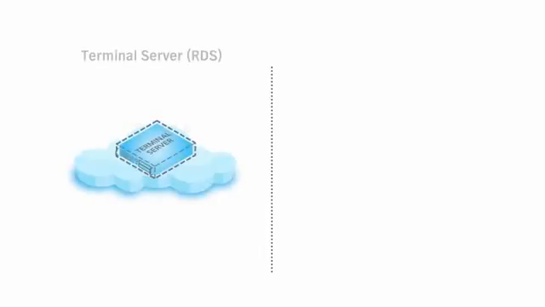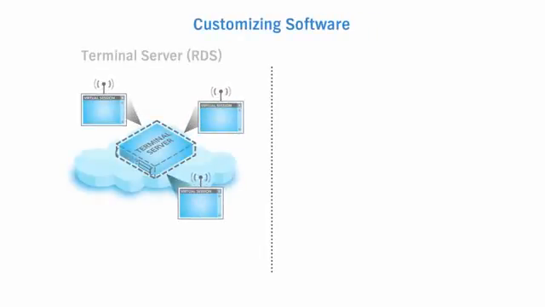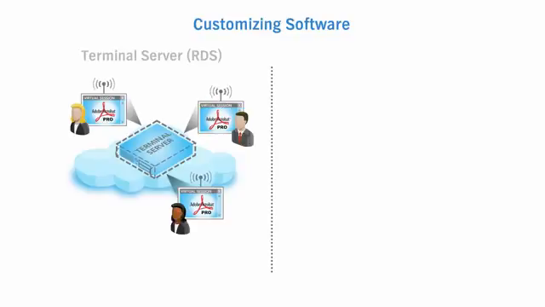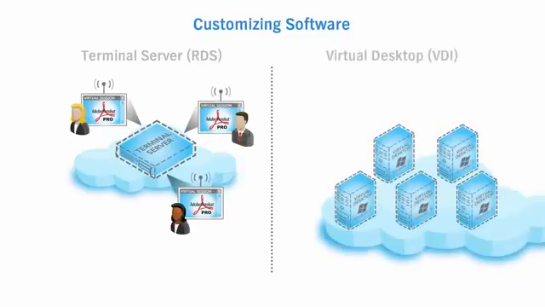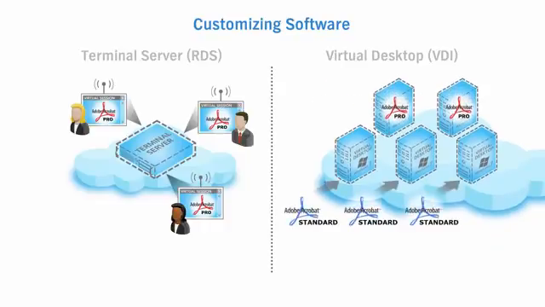Another important difference is the ability to customize software that's available to your users. With a terminal server, the same set of software is installed for every user, even if some may need to use a more basic license. With virtual desktops, each computer can have its own set of software. Some users can use the more advanced version, while others can use a standard one.